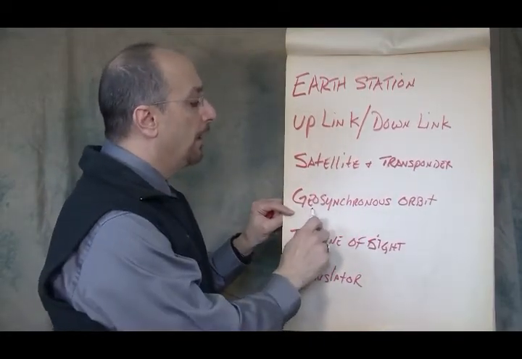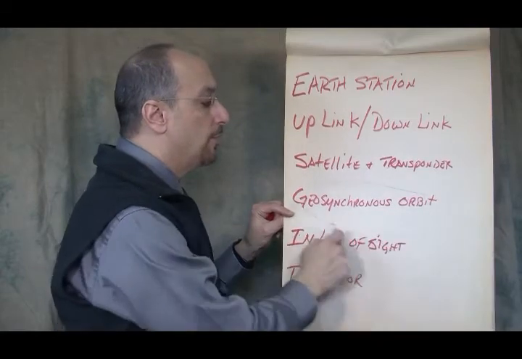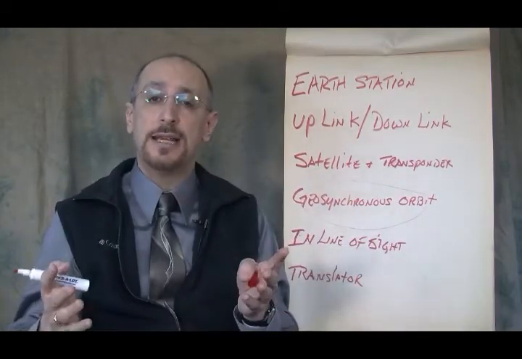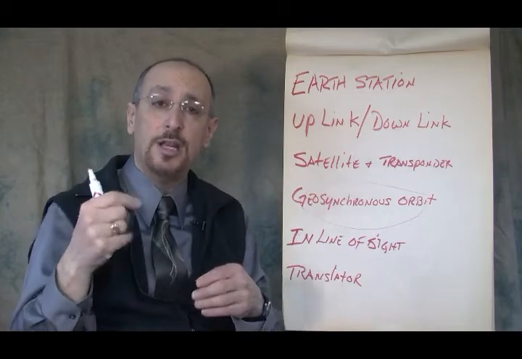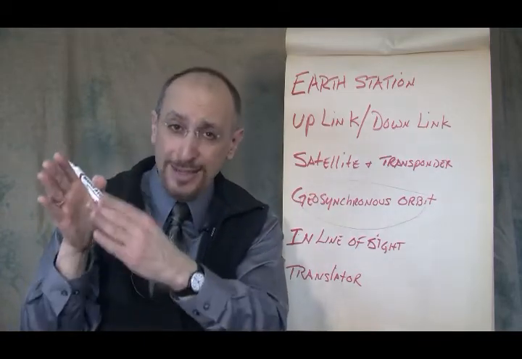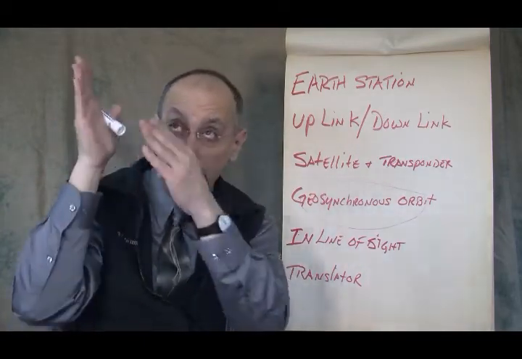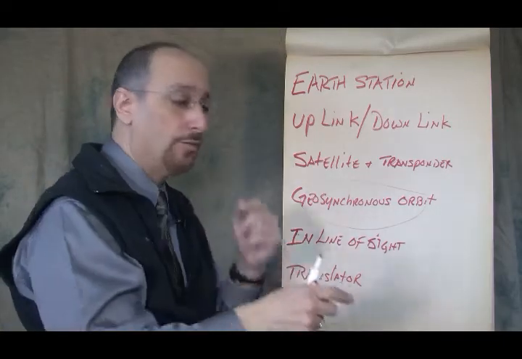Below that, the satellite orbits the Earth in a geosynchronous orbit. That idea of geosynchronous means that it keeps up with the speed of the Earth's rotation. So the satellite is always at a fixed point in the sky. You don't have to search for it. It's always there because it's keeping up with the Earth's rotation.